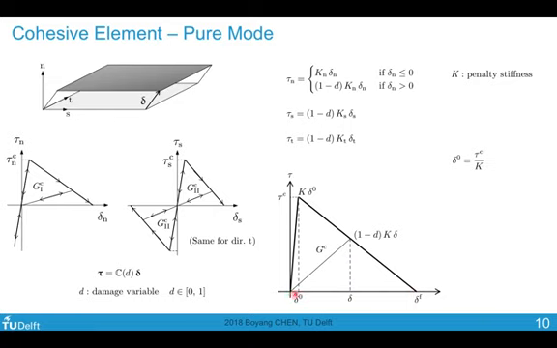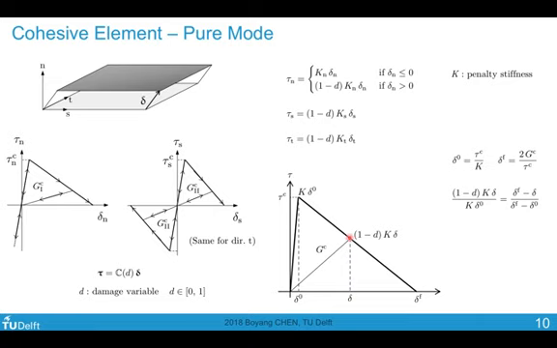So here delta 0 is simply tau c divided by k, which is my original penalty stiffness, and delta f, the opening at the final failure, is the area of this triangle divided by the height, which is tau c. The area of a triangle multiplied by 2 is 2 times Gc. Gc, the fracture toughness, could be mode 1 or 2 or 3. And I use the geometry here.